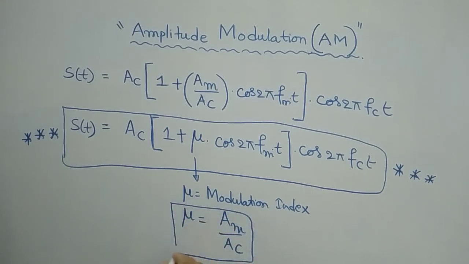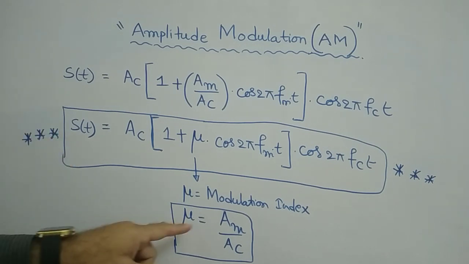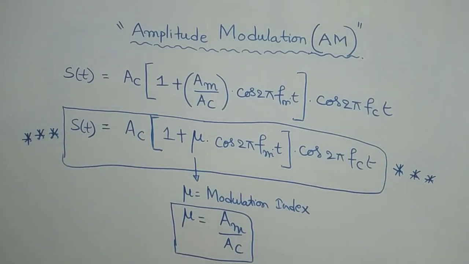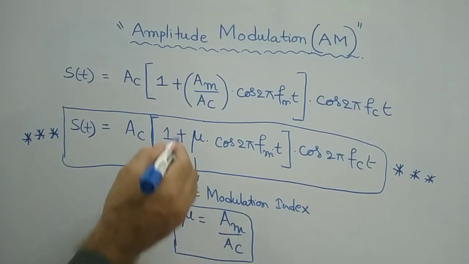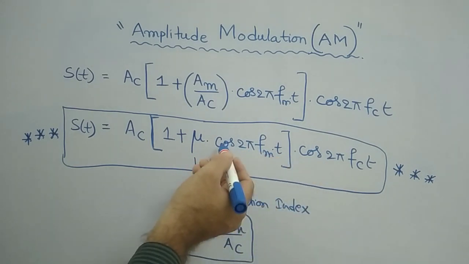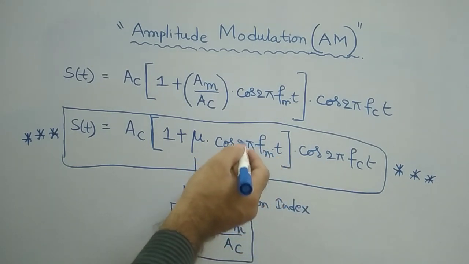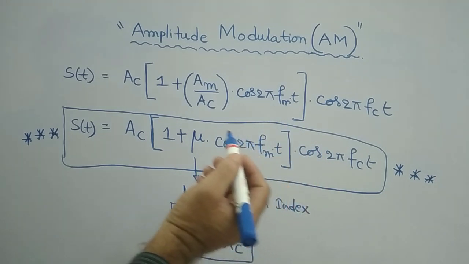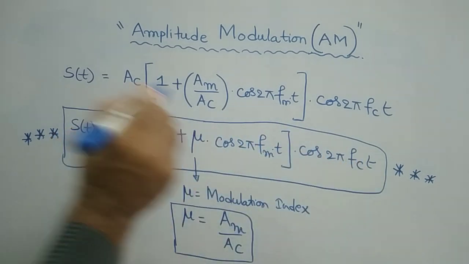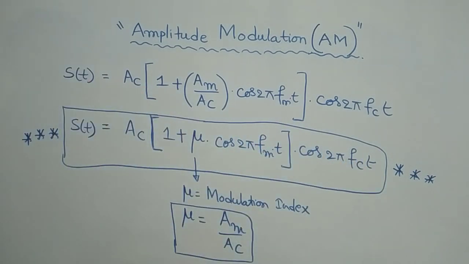If you know the amplitude of the message signal as well as the amplitude of the carrier signal, and substitute those amplitudes in this expression, you will get the mu value. This is the modulation index value. This is the cosine signal with respect to our message, and this is the carrier signal. Therefore the whole is called the amplitude modulated signal.